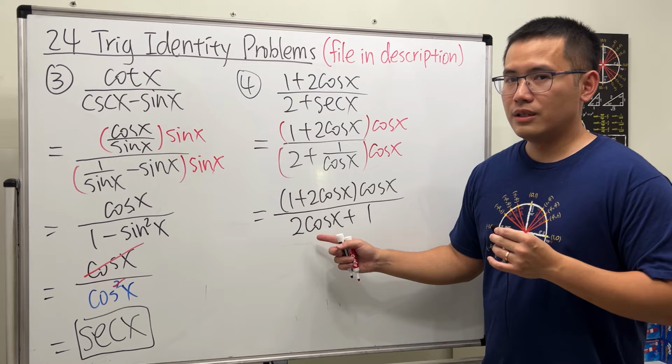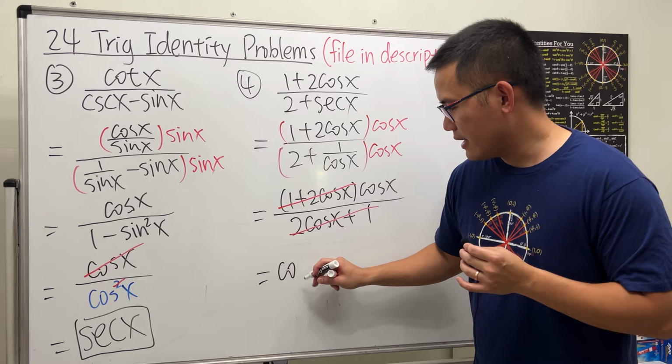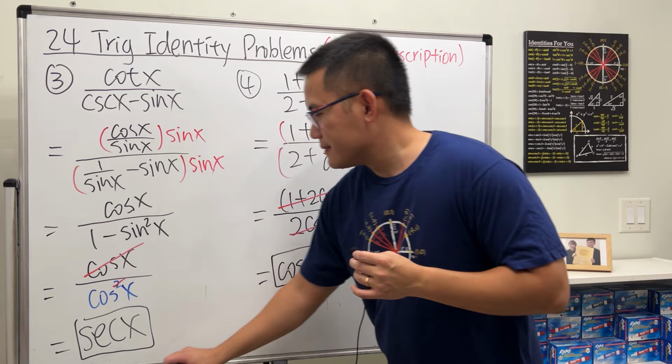Therefore, we can just cancel this and that very nicely. So the answer is just very nicely equal to cosine x. And then we are done. Right? Oh yeah, I should just erase this as well so I have more space.